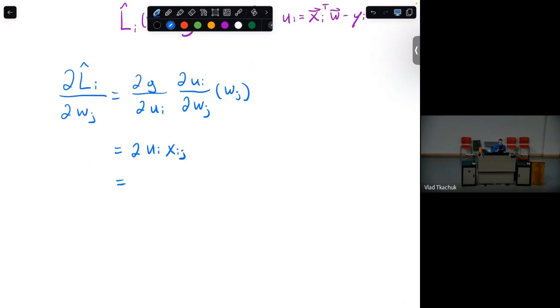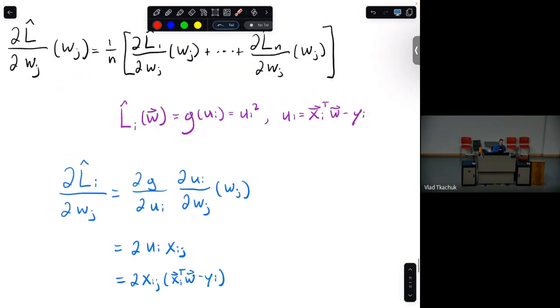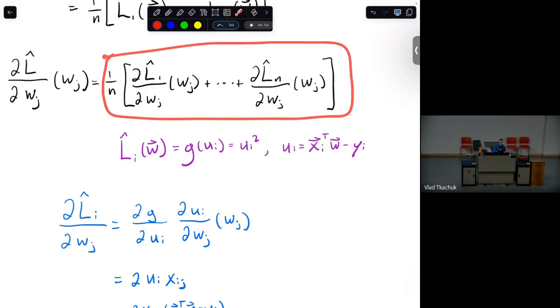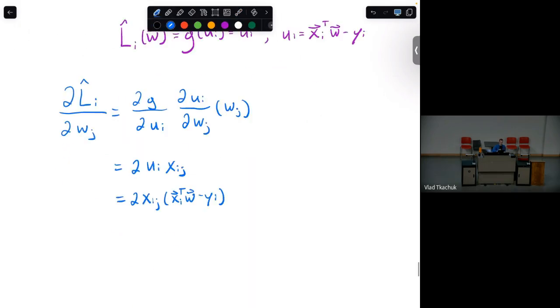In particular, I'm going to switch these around and plug in what ui is to get 2 times xij times the quantity. The reason I'm switching this around is just for representation coming up in a second. It'll make things look nicer. Okay, and then I plug in what this is. So that's the derivative of each one of these terms. And now finally, we cared about this whole derivative. We know what the derivative of each one of the terms is, so now I can write out the whole thing.